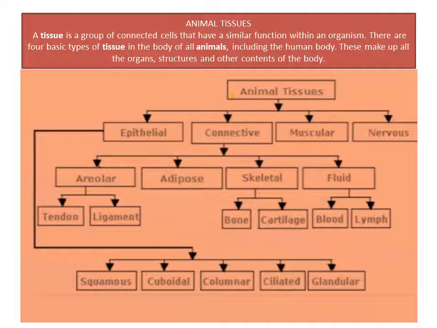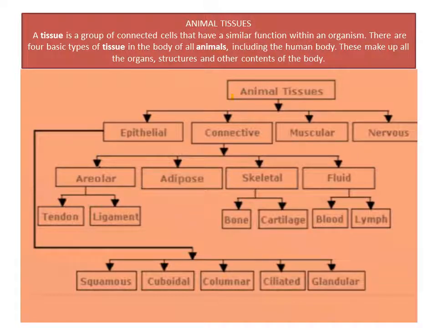Similarly, connective tissue is further divided into four basic types. They are areolar tissue, which is further divided into tendon and ligaments; adipose tissue, which is a fat storing tissue; skeletal tissue. The name itself is telling you that skeletal is a word which has come from skeleton. So this tissue comprises of further two types, bone and cartilage. Then fluid tissue. Fluid means liquid. So the liquid connective tissue flowing in our body is blood and lymph.